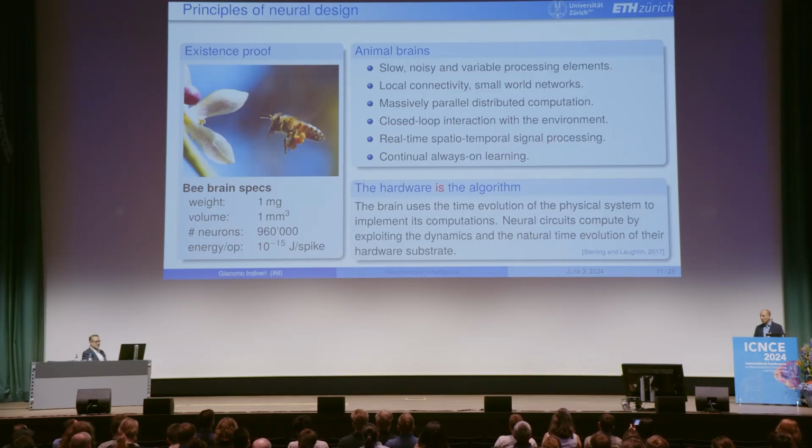Arguing that if we want to build things that have the same energy efficiency and same computational complexity, we need to use slow and noisy processing elements, which need to be variable. I will show you that it's actually not a bug, it's a feature. There is a requirement for variability.